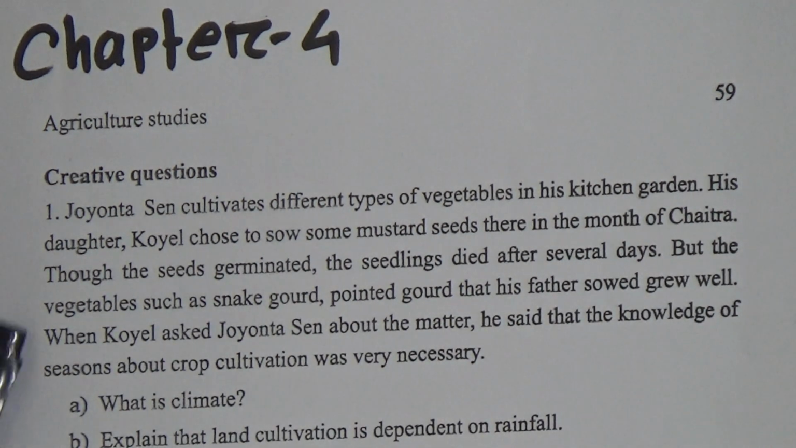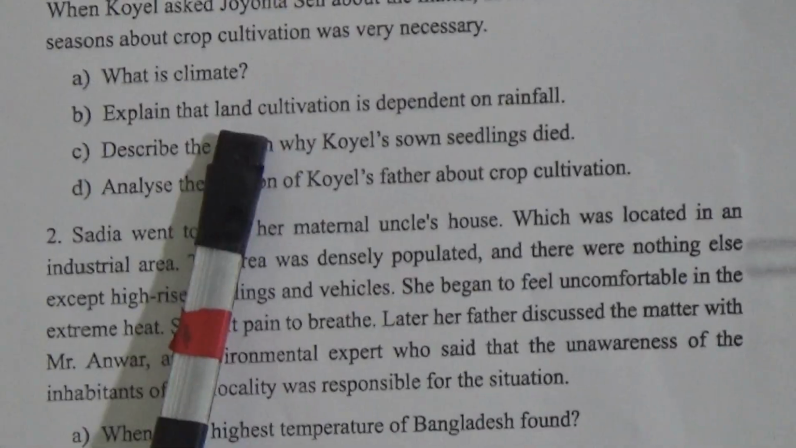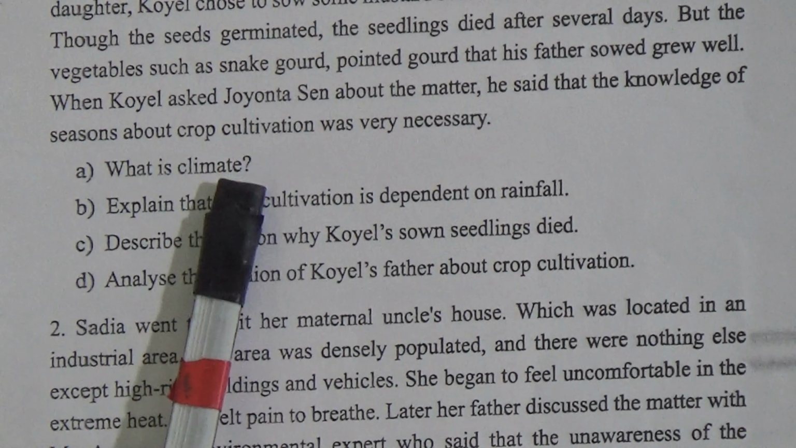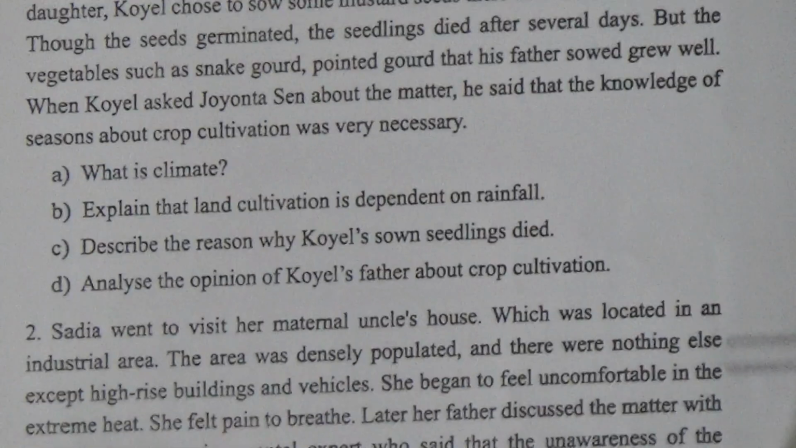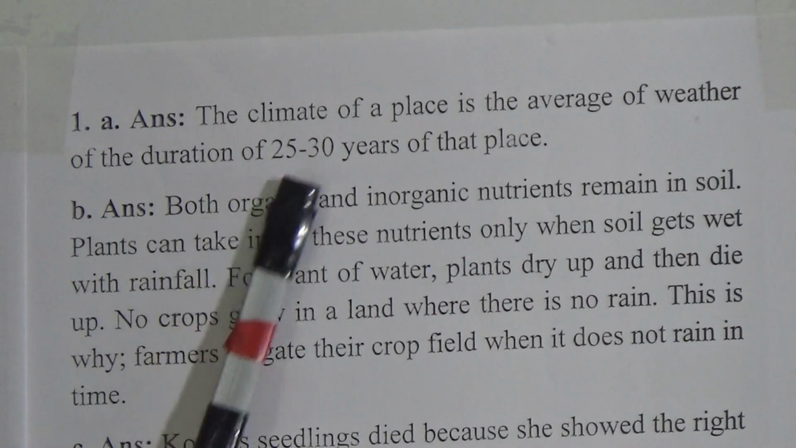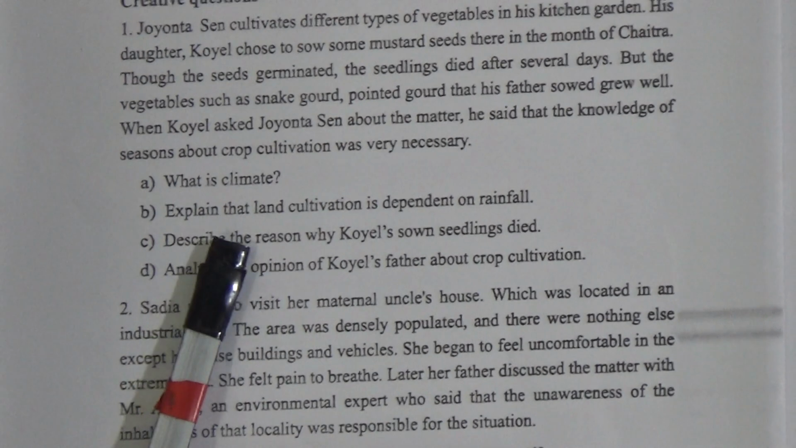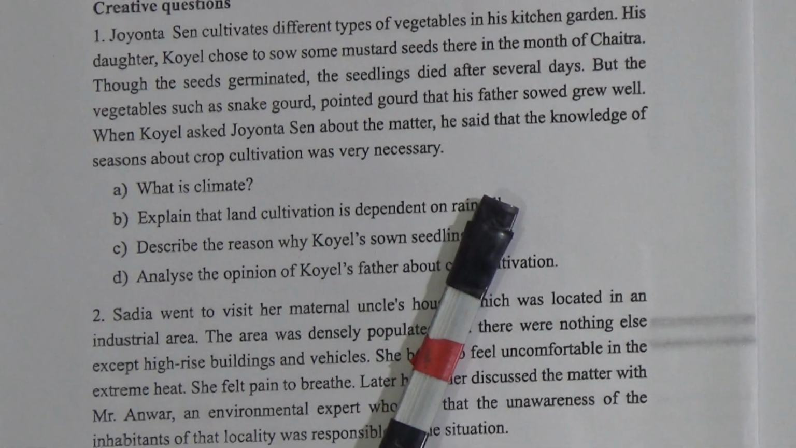Dear students, this is the stem of chapter 4 CQ1, and look at the first question. What is climate? Now to get the answer, we need to go to the next page. What is climate? Answer: the climate of a place is the average of weather of the duration of 25 to 30 years of that place. Now, question number B. Explain that land cultivation is dependent on rainfall.